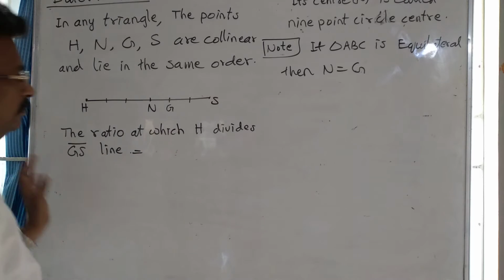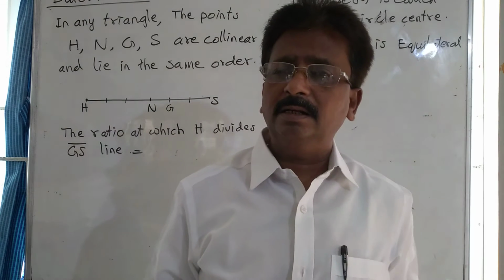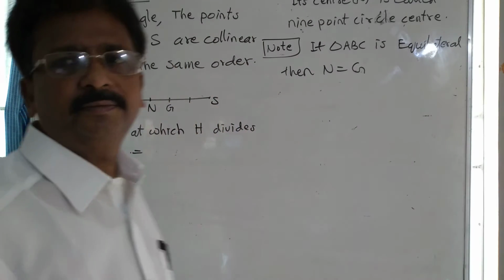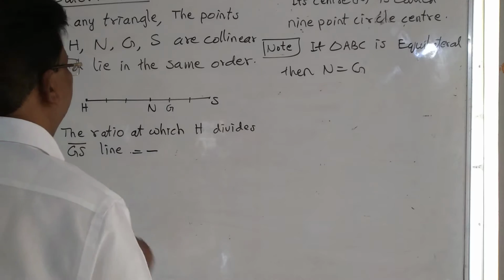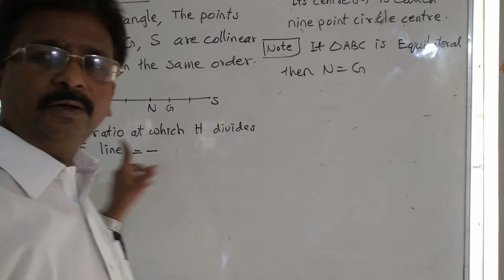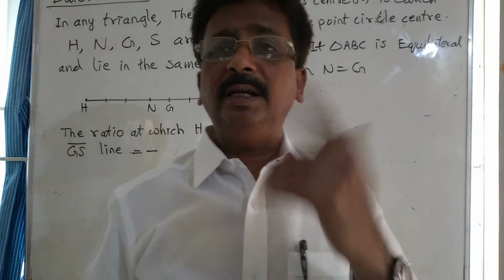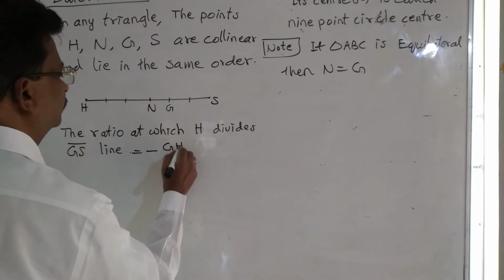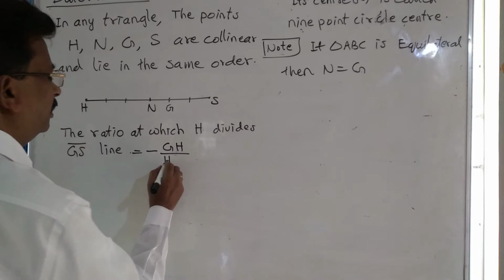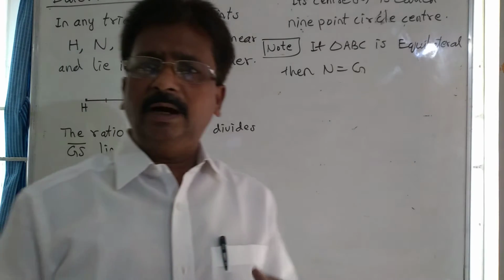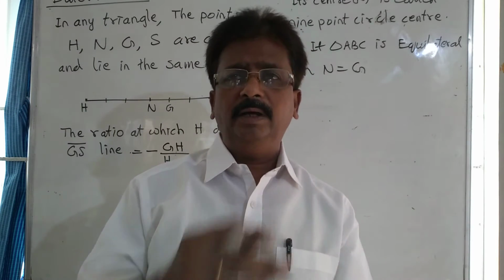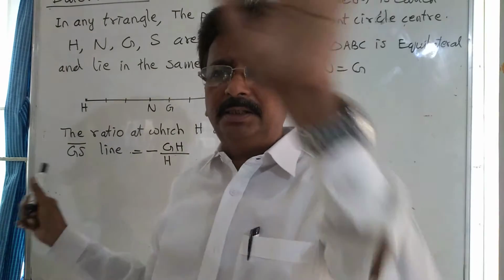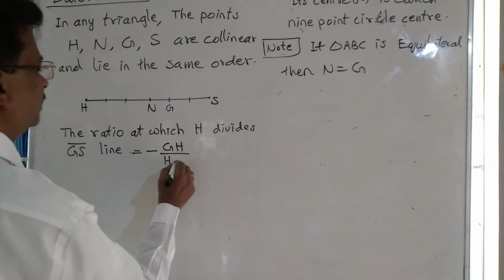is equal to, because H is the external point, therefore we have to put the minus sign, the minus of the ratio concept, distance between G and H, GH, divided by the distance. So again we have to measure the distance from H to the second point in the line. What is the second point? Yes, HS divided by HS.